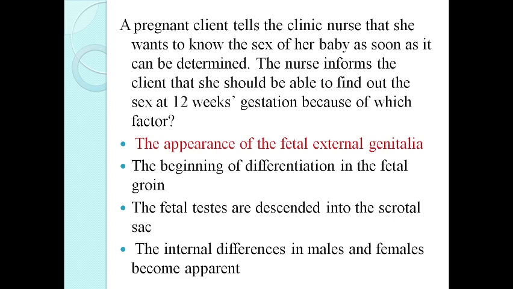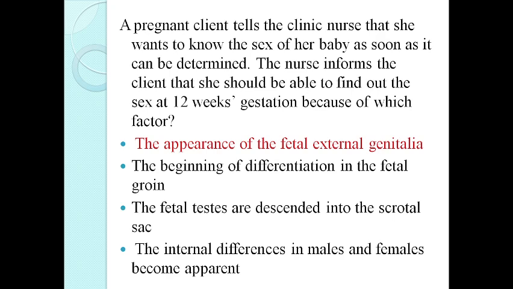The third question is, a pregnant client tells a clinic nurse she wants to know the sex of her baby as soon as it can be determined. The nurse informs the client that she should be able to find out the sex at 12 weeks gestation because of which factor? The options are: the appearance of the fetal external genitalia; the beginning of differentiation in the fetal groin; the fetal testes have descended into the scrotal sac; the internal differences in males and females become apparent.